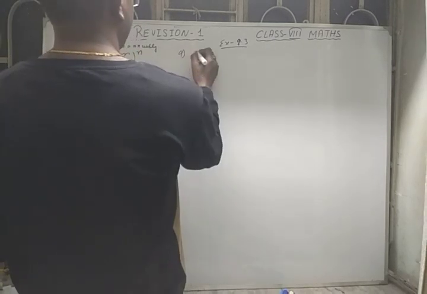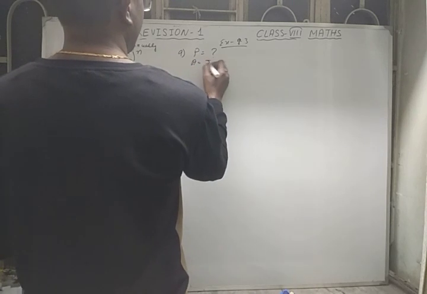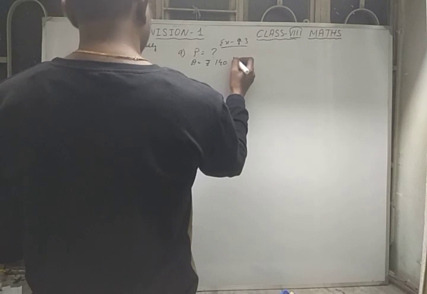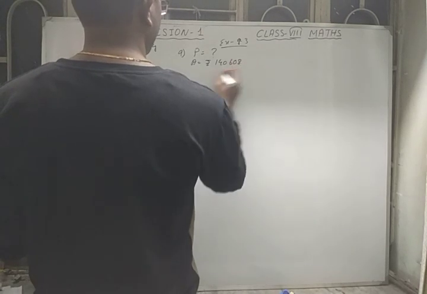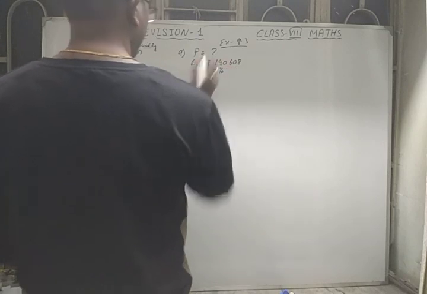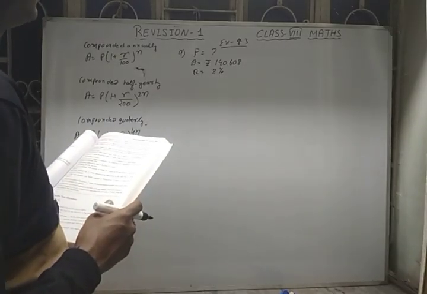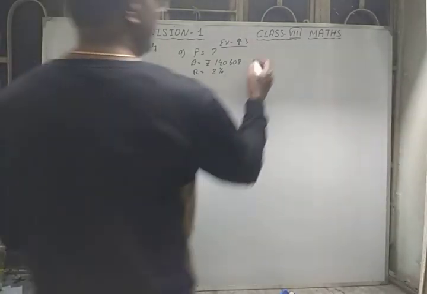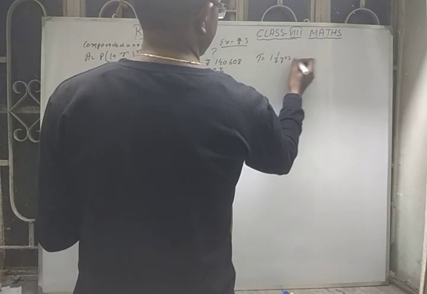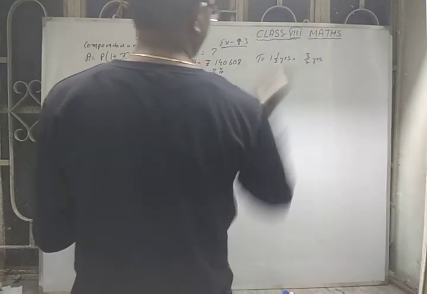Question number 9. Here the principal is not given, the amount is given, rupees 1,40,608. R is given, 8%. So you have to find the principal, and the time is given 1 whole 1 by 2 years, that is equal to 3 by 2 years.